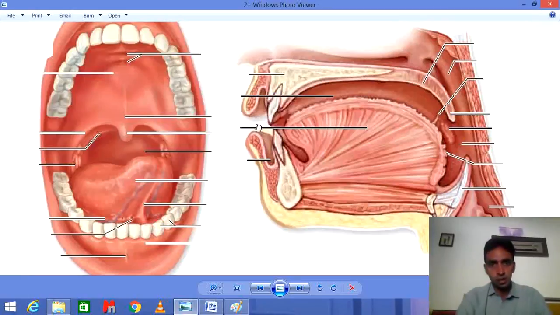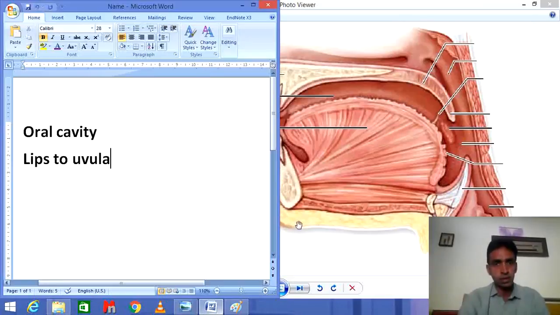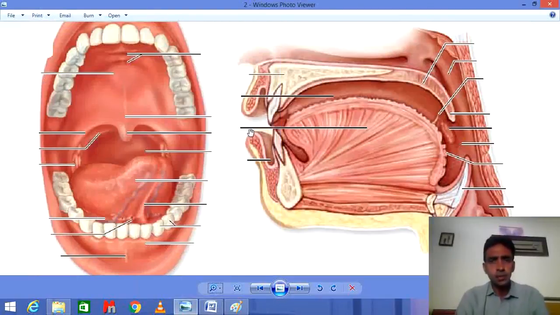First, what are different structures in the oral cavity? The first part of the oral cavity is the lips, and the last part of the oral cavity is the uvula. Now, coming towards the next one. You can see that the space between the two lips is actually called mouth. Mouth is not the whole area. The whole area is called oral cavity, but the space between the two lips is called mouth, through which the food is ingested.